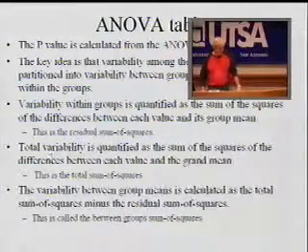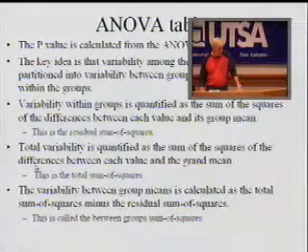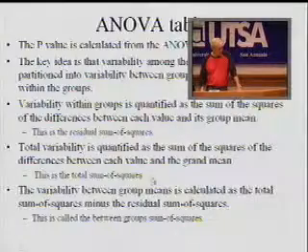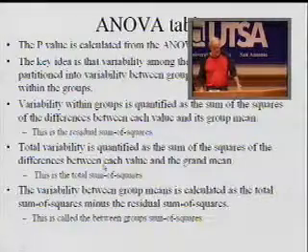The total variability is quantified as the sum of the squares of the differences between each value and the grand mean. This is the total sum of squares. Since we've looked at these formulas before, hopefully you're picturing those formulae as this is being read.